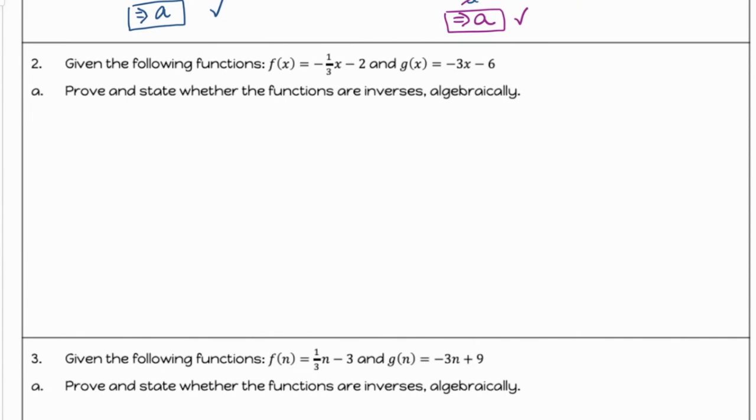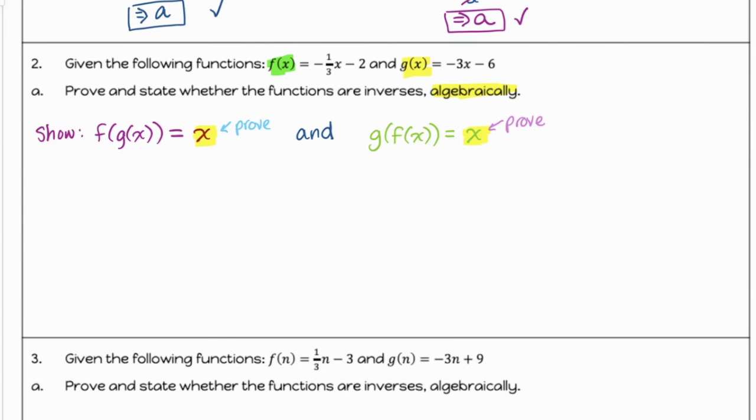For number 2, we have been given two functions, f of x and g of x. Prove and state whether the functions are inverses, again, algebraically. So what we're going to start off with is we want to show the composition piece. So we want to start with f composed of g of x. And our goal is to get x, to get the input. That's what we want to prove. And we also want to show the composition of g composed of f of x. Also, can we get to x? Okay, so there's my setup.